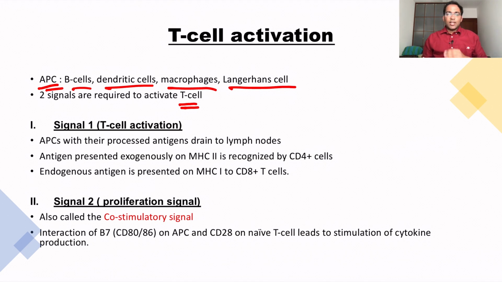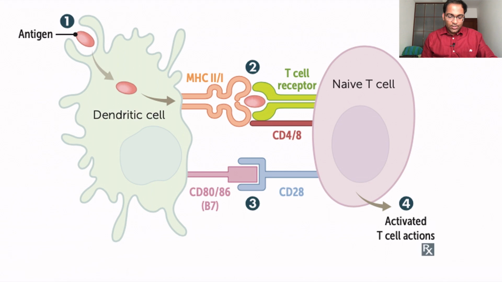If you just have signal number 1 but no signal number 2, you still won't be able to produce the cytokines. So let's see, what is this signal number 1? What is this signal number 2? So let's have a look. Signal number 1 is T cell activation. Let's imagine in this slide, as you can see, we have a dendritic cell. There was this antigen, and this antigen went into the dendritic cell, got processed and expressed on MHC, either class 1 or class 2, we don't know, right? So let's imagine that this is an MHC molecule.